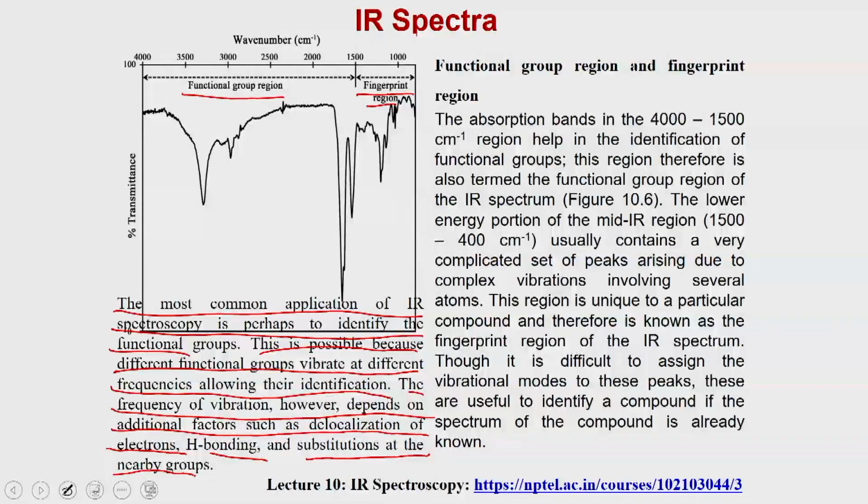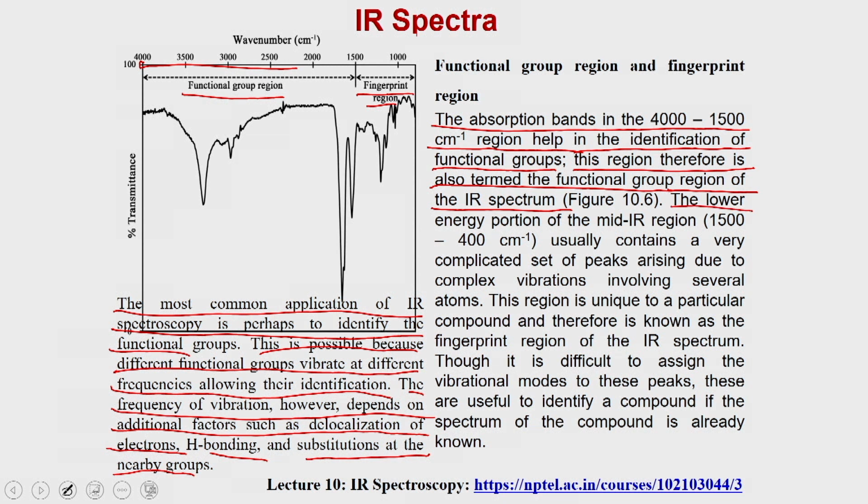The absorption in the range of 4000 to 1500 centimeters inverse helps in the identification of the functional group. This region is therefore termed the functional group region of the IR spectra, which means from 4000 to 1500, that is the region which is called the functional group region.